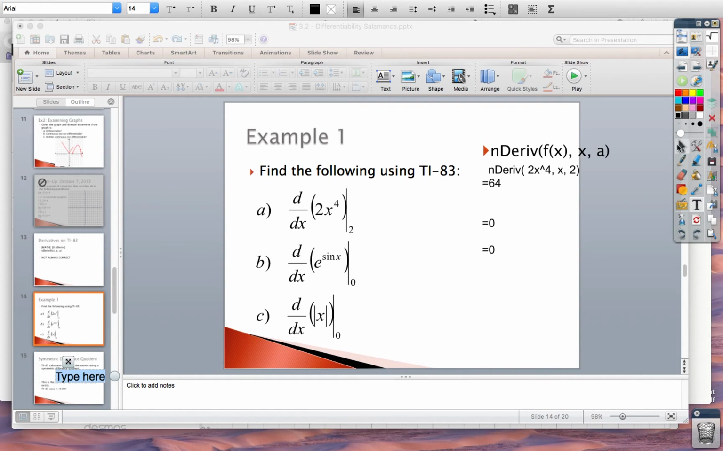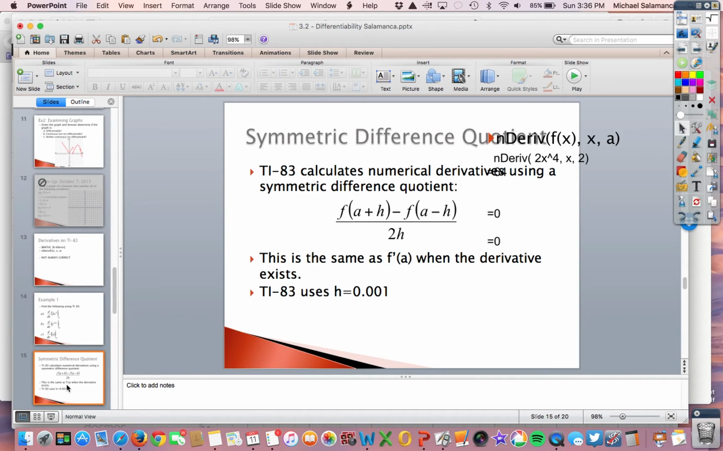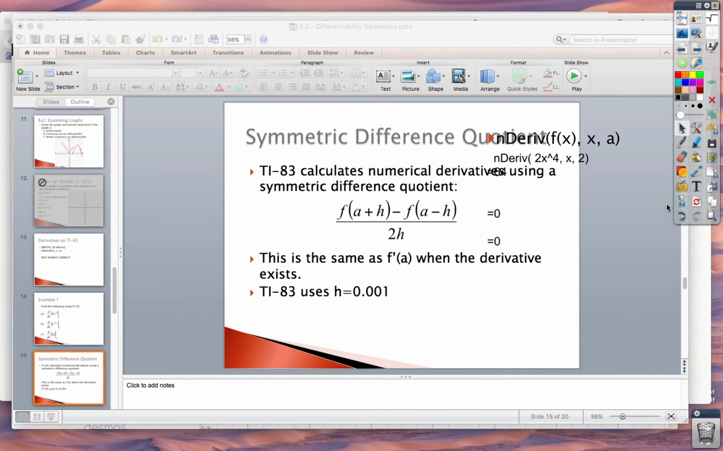Now, I told you that it's not always going to work. The reason it doesn't always work is because the calculator is doing something called a symmetric difference quotient. What a symmetric difference quotient does is it calculates numerical derivatives at a very, very small distance above and below the x value that you want to find. So if we wanted to find the value at x equals 0 for the absolute value y equals x, it's picking a point h that's a little bit above the original and a little bit below it, and so it approximates that.